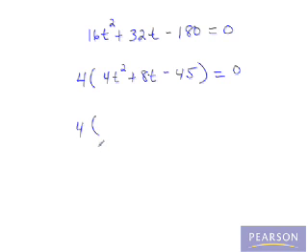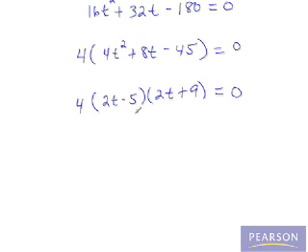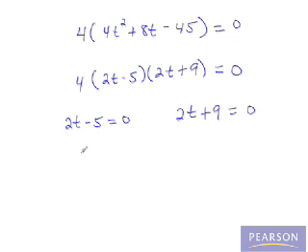It can be factored as (2t minus 5) times (2t plus 9) equals 0. Now we'll set each factor equal to 0. It does not make sense to set 4 equal to 0, so we only need to worry about the two factors that contain the variable. So 2t minus 5 equals 0, or 2t plus 9 equals 0. And we'll solve each of these.